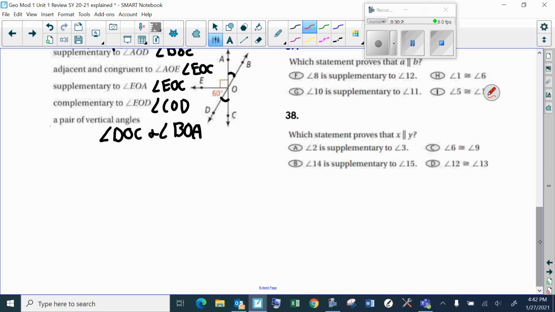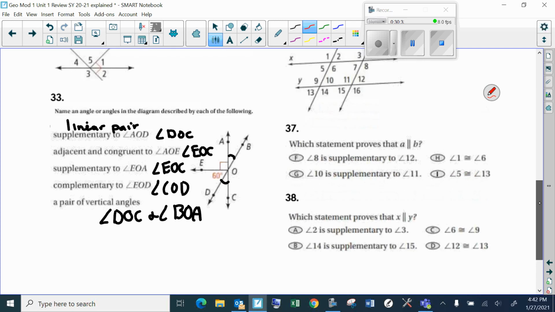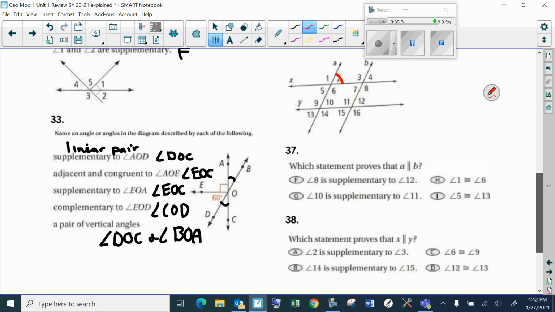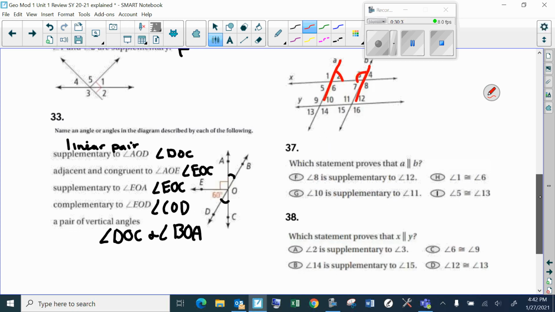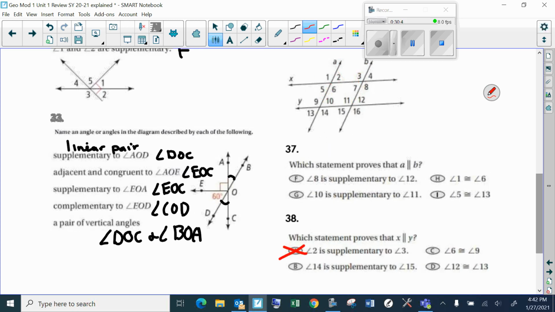38, which one proves X parallel to Y? Okay, so we're going back up. 2 is supplementary 3. Nope, that makes it A parallel to B. 6 congruent to 9. 6 and 9. That makes this the transversal. X congruent parallel to Y. That's what we want. So that's my answer. Let's check what's wrong with the other ones.